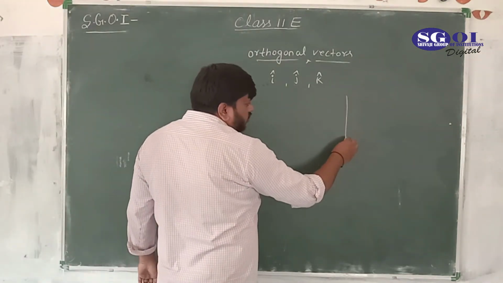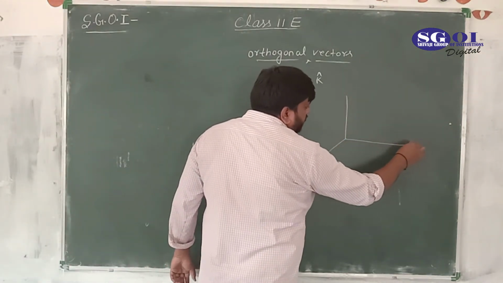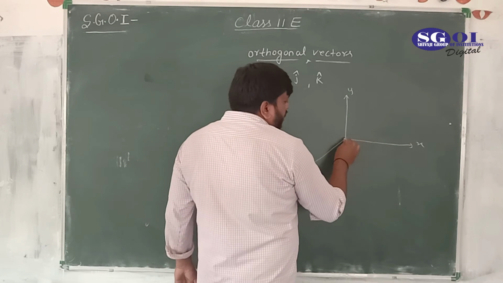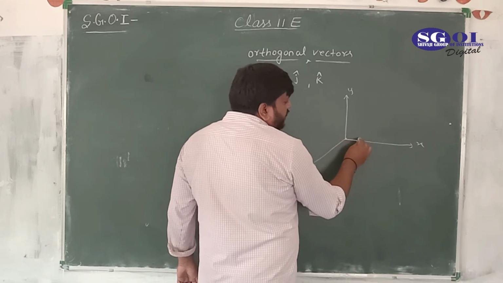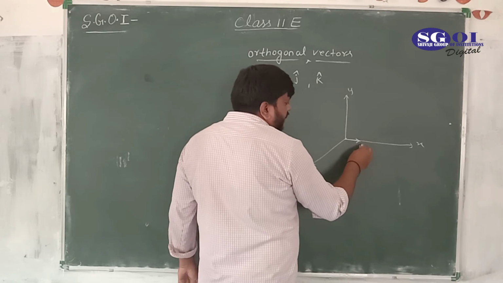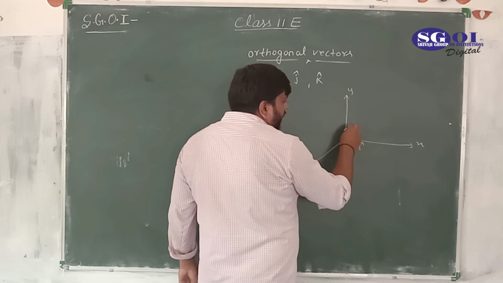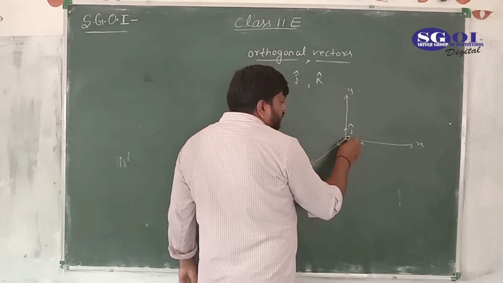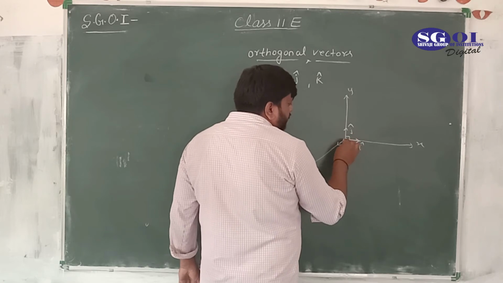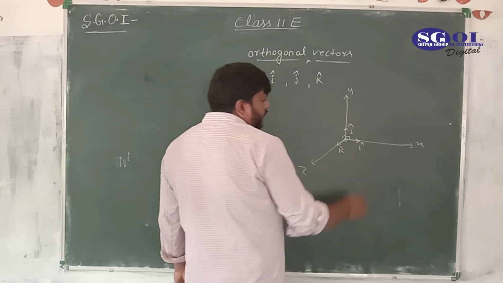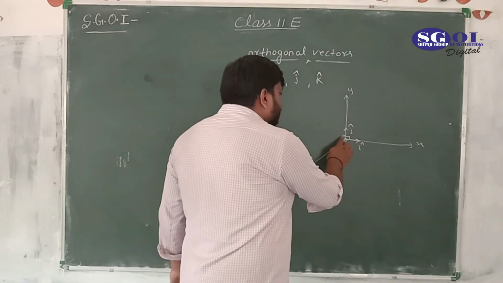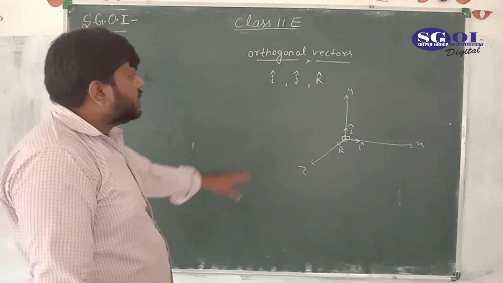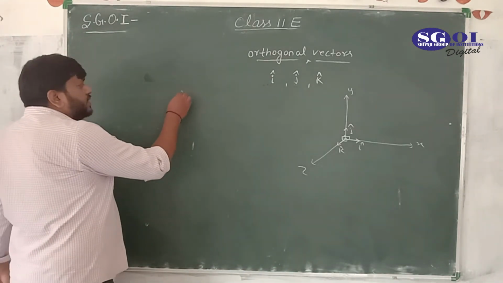Now we could also represent them. Suppose this is x, this is y and this is z. Unit vector means the length is unit and pointing towards the x-axis. This is i cap, this is j cap, and this is k cap. Here the angle is 90, here the angle is 90, so the angle in between is 90 degrees, and they are mutually perpendicular to each other, meaning orthogonal.